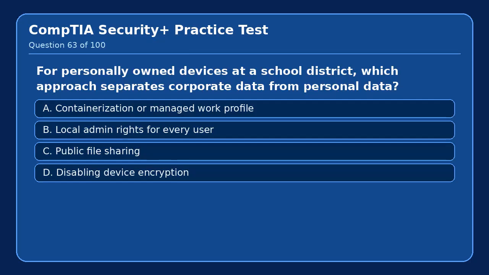Question 65. Before deploying new laptops, which step helps a cloud startup maintain consistent security settings? A. Disable automatic updates forever. B. Apply a secure baseline image and verify compliance. C. Let each user choose security settings randomly. D. Remove endpoint protection. Take a moment to choose your answer.